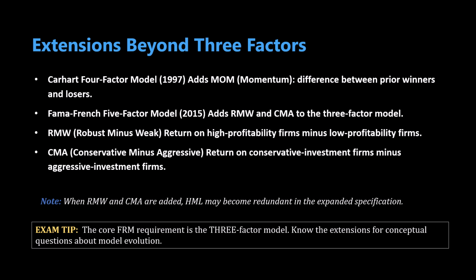But for the FRM exam, the core requirement is still the 3-factor model. You should know the extensions conceptually, but your strongest focus should remain on SMB, HML, interpretation of loadings, and expected return calculations. Also note the subtle point mentioned in this slide. When the 5-factor model is used, HML may become less important or even partly redundant in some empirical settings.